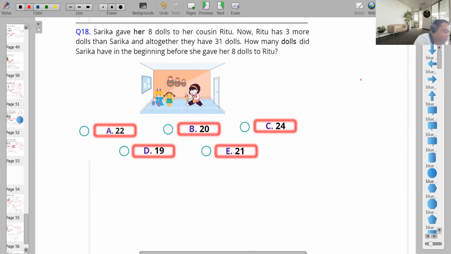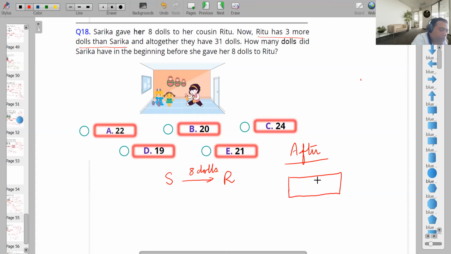All right, so let's look at the after scenario here. After Sarika has given 8 dolls to Ritu, Ritu has 3 more dolls than Sarika. So you have a Sarika here, and you have a Ritu here, but Ritu now has 3 more than Sarika, after she has received the dolls. Now overall they have 31 dolls.